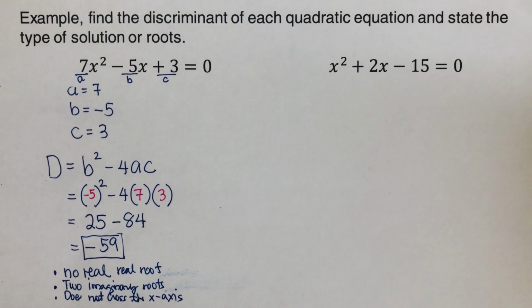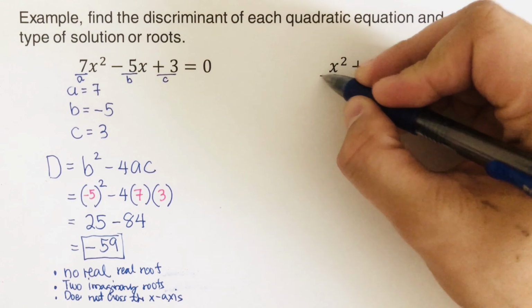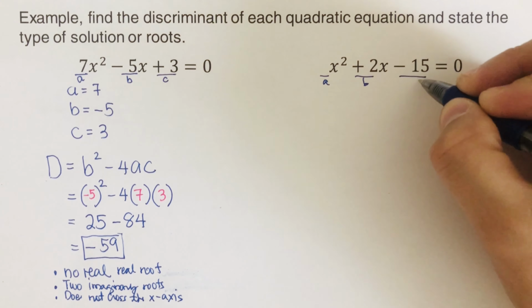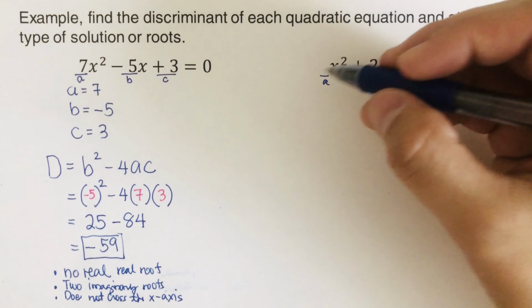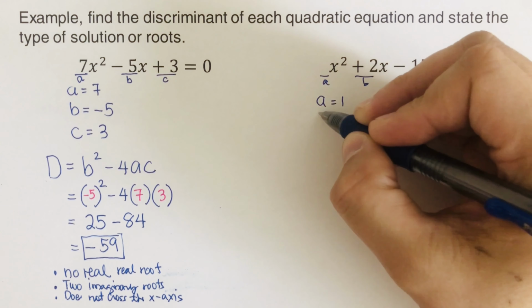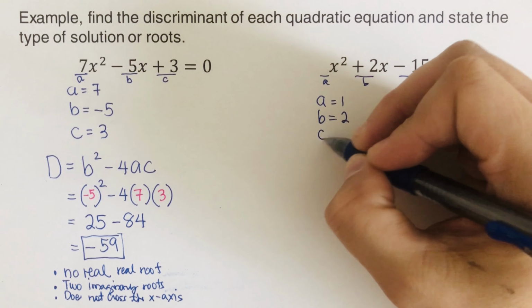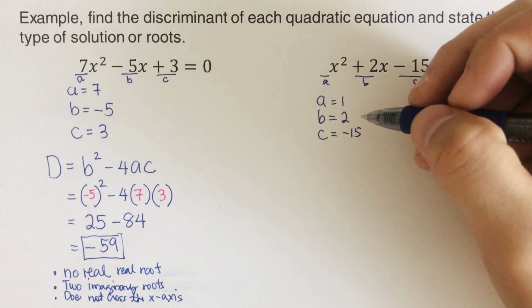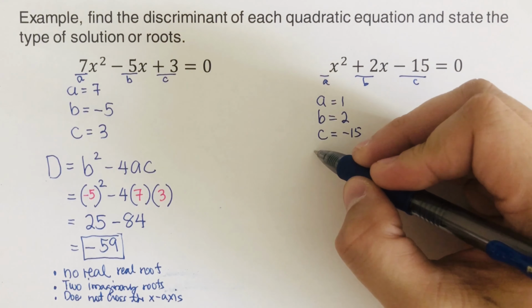Okay, so we go over this problem here. It's pretty much the same thing. We are going to determine the A, B, and C. So that's the A, that's the B, and that's the C. Then we have our A is 1, our B is 2, and our C is negative 15. So then we go ahead and plug it into the formula.